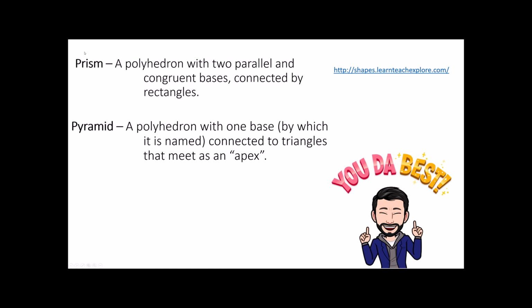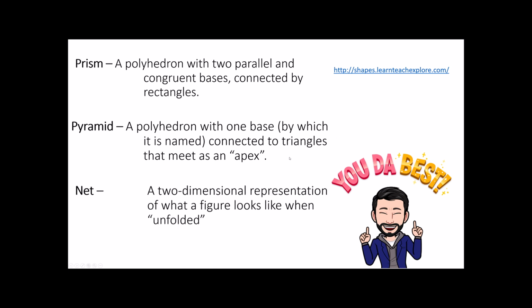So prisms have two parallel bases of any polygon shape, and all the other sides are going to be rectangles. Pyramids, on the other hand, only have one base, and that can be any polygon, and all the other sides are going to be triangles. Now, a lot of people have trouble distinguishing between those, so to help us, we're going to spend some time looking at the net of some three-dimensional figures. The net is just a two-dimensional representation of what a figure looks like when it is unfolded.